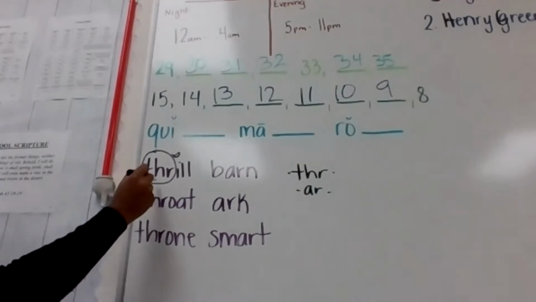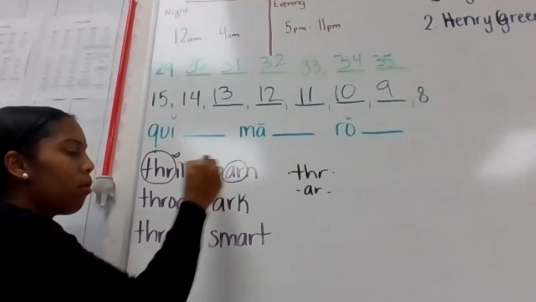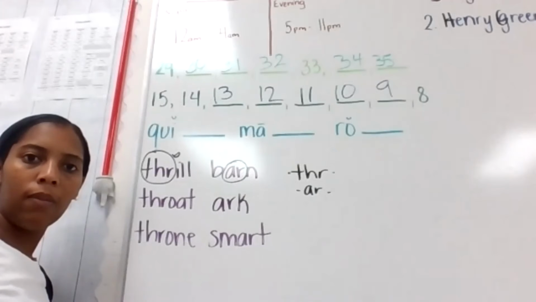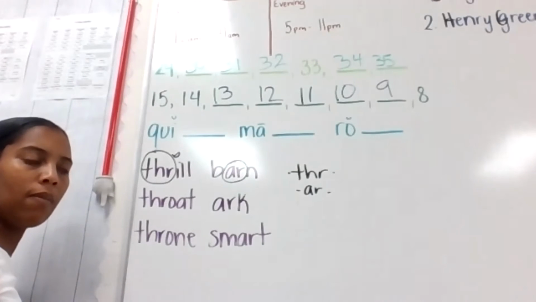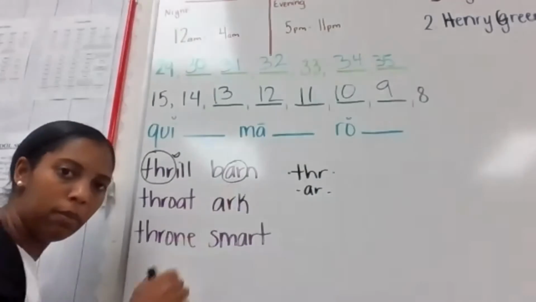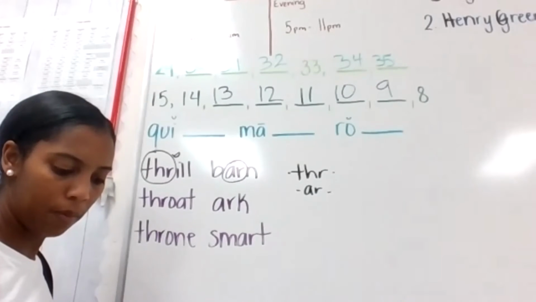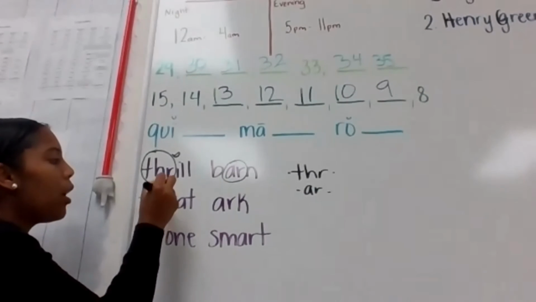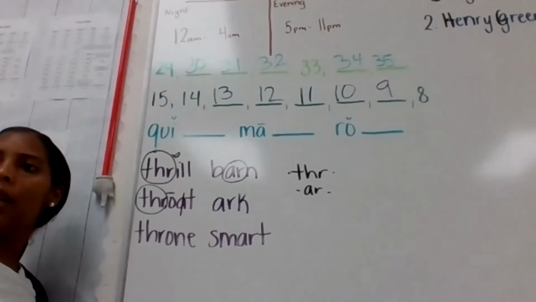Kinley? Thrill. Next one, we have ARR. This word here, Dennis, what you have? Brain. ARR. Bar. Barn. Okay. Next, THR. Then I have a long O, silent A. Give me this word here.